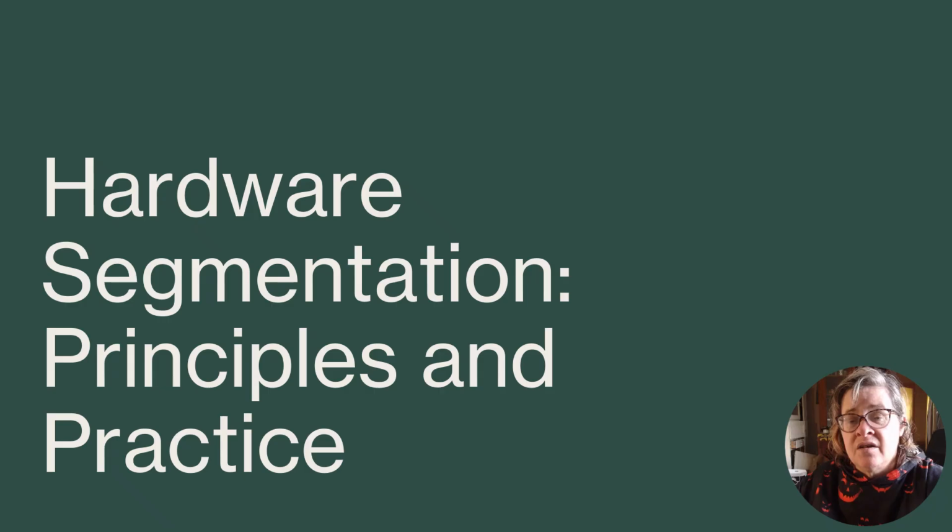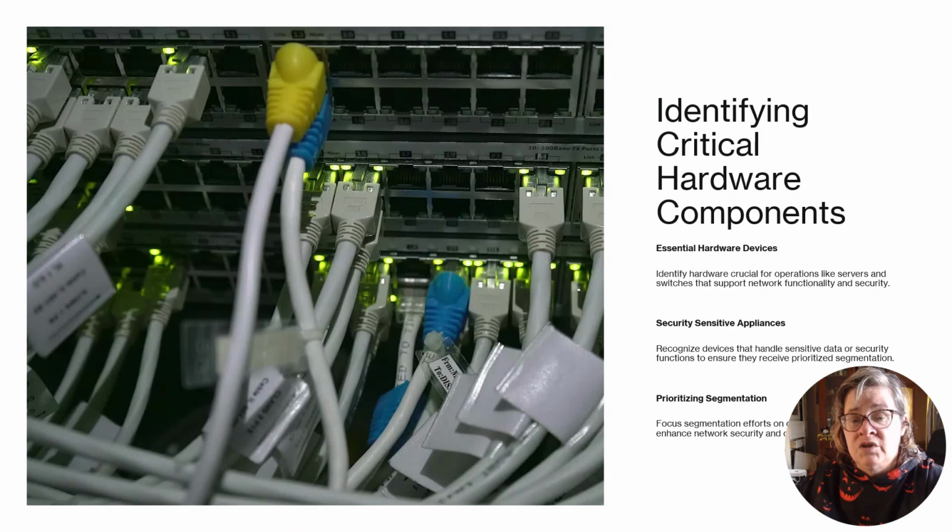Hardware segmentation involves isolating physical devices or groups to improve security and manageability. This section discusses identifying critical hardware, physical grouping, and network hardware segmentation. Determine which hardware devices are essential to operations or security, such as servers, switches, and sensitive appliances, to prioritize their segmentation. So database servers would be sensitive, I would think.